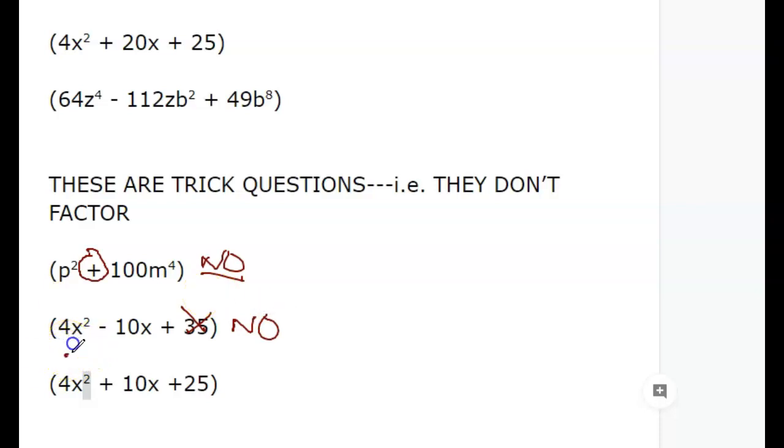Square root of 4 is 2, square root of 25 is 5. But then when I multiply 2 times 5 times 2, I get 20, not 10. So those do not work. They are not factorable. And that's how easy these types of problems can be.